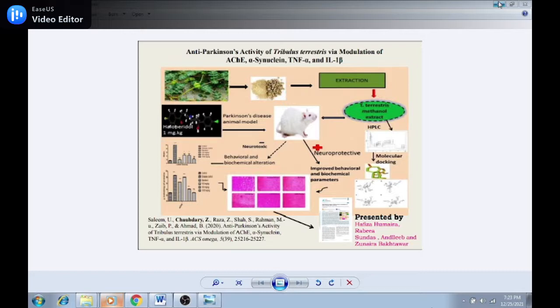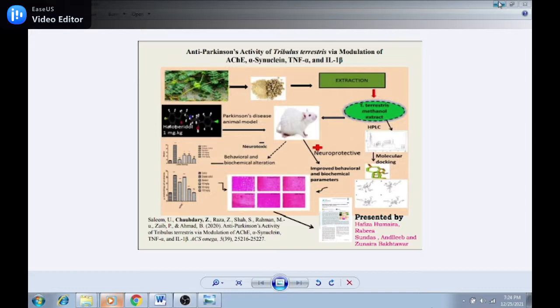The current study was planned to investigate the anti-Parkinson's activity of this plant's methanol extract. It was hypothesized that TTME possesses antioxidant potential and can ameliorate Parkinson's disease by modulating alpha-synuclein, acetylcholinesterase, tumor necrosis factor alpha, and interleukins. To test this hypothesis, in silico and in vivo studies were performed. Rats were divided into 6 groups: the first is the control group, the second is the disease control group, and the third is the treatment group.